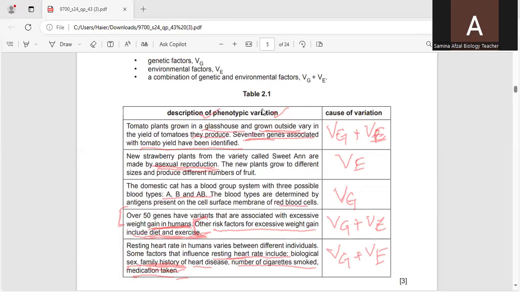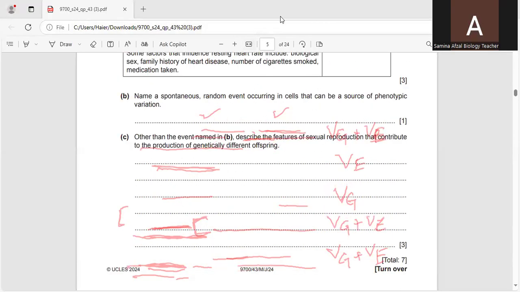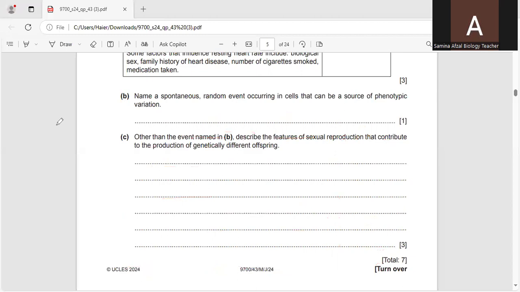So we are moving towards the next question, and the next question is: name a spontaneous random event occurring in cells that can be a source of phenotypic variation. The only way a sudden change can occur, which is spontaneous, which is random, is called mutation. And mutation is a sudden change in the chromosome number or chromosome sequence of the DNA. So it is the mutation.